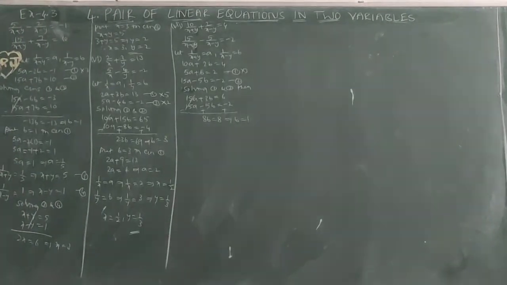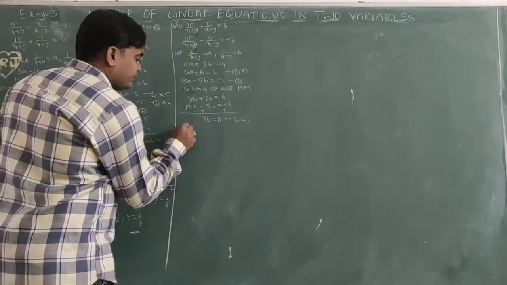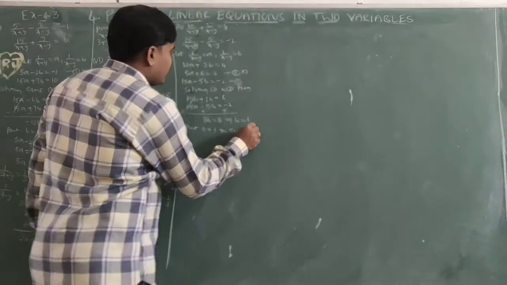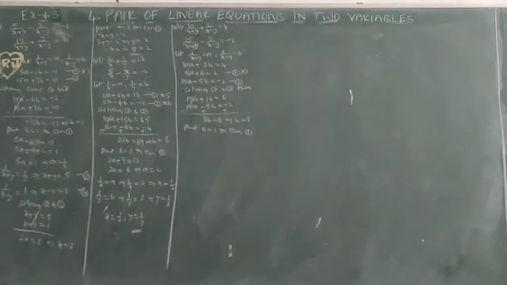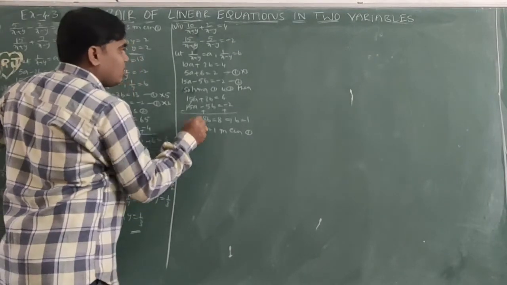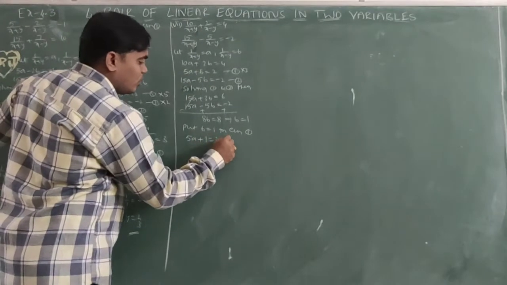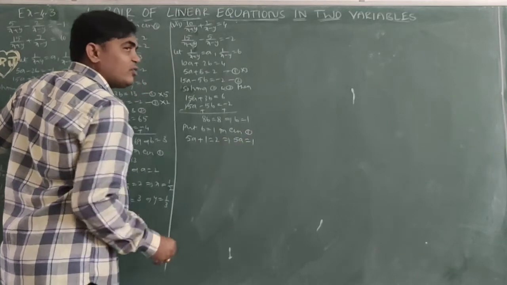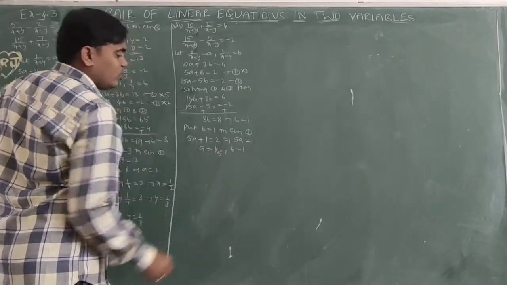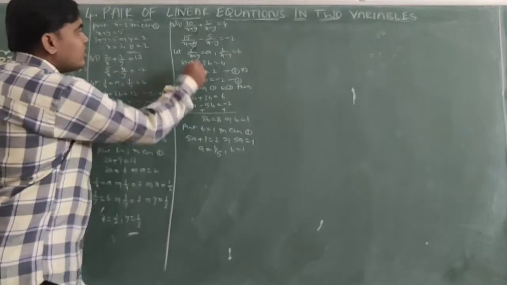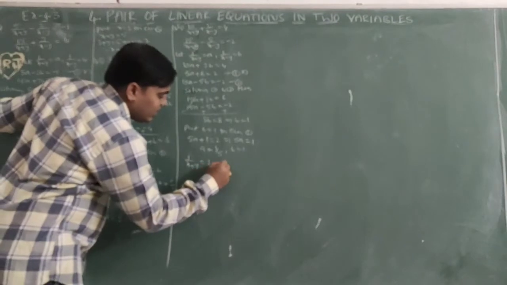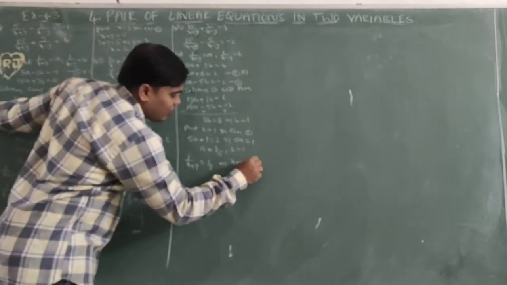So b value is 1. So put b equal to 1 in equation 1. So 5a plus 1 equal to 0, which implies 5a equal to minus 1, so a equal to 1 by 5. b equal to 1. What is a? a equal to 1 by x plus y equal to 1 by 5, which implies x plus y equal to 5.